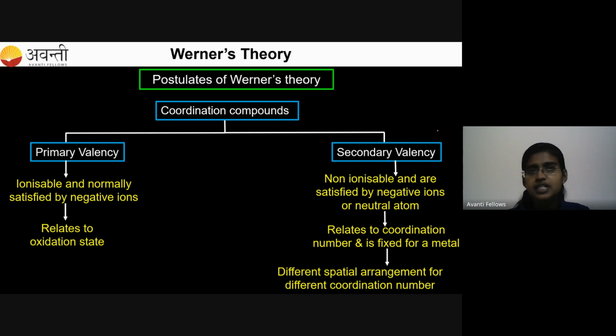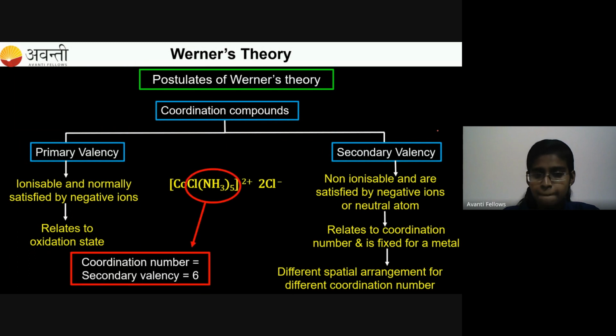If the coordination number is 4, then the arrangement would be different. If the coordination number is 6, then the arrangement of the atoms will be different. So like that, they have different spatial arrangements. Suppose I am taking this particular compound, the coordination number is 6. The coordination number is 6 because cobalt is the central metal atom. To this central metal atom, 1 chlorine is attached and 5 NH3 ligands are attached.